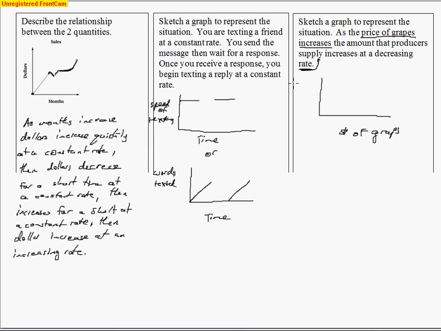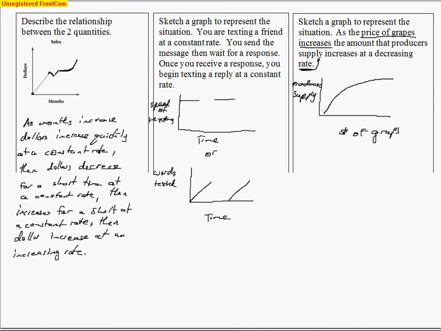So we're going to put supply right here, or producers supply, so the amount basically, and that is increasing at a decreasing rate. So it's going to look like this. It's increasing, but then it kind of tapers off as prices go up. And so that's what that graph would end up looking like.